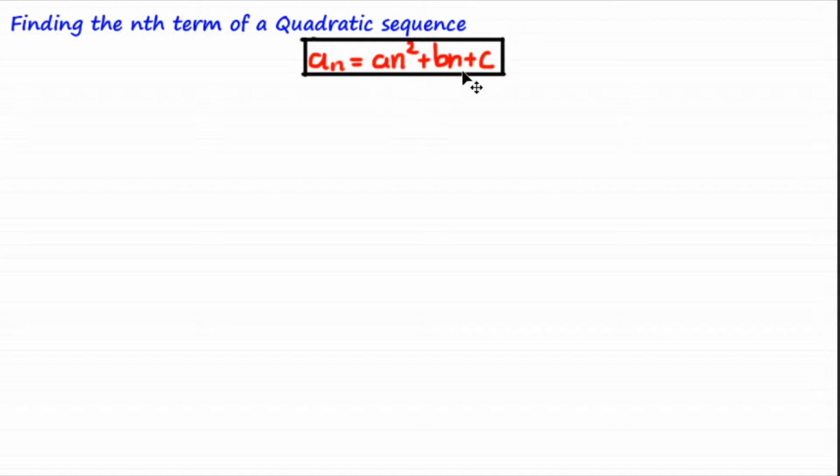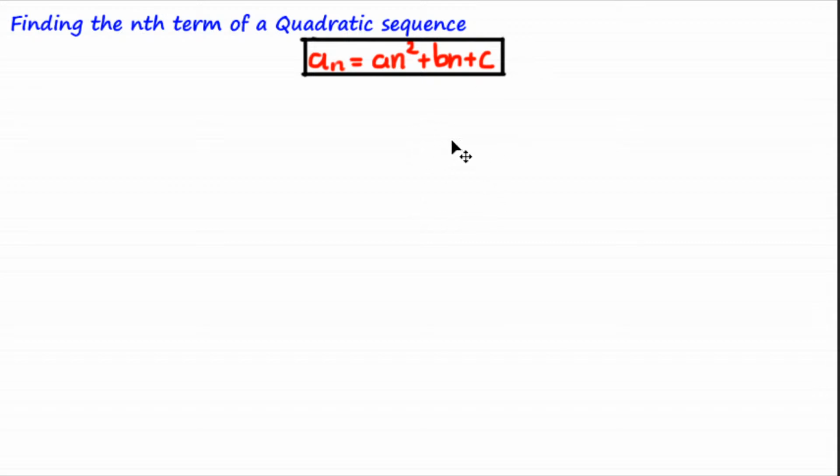And these terms are unique. A, B, and C are unique to different types of quadratic sequences. So in order to find the nth term, we need to find out these terms A, B, and C for a unique quadratic sequence. The method we're going to use is a system of simultaneous equations to find these constants. You can memorize it once I show you the simultaneous equations, or you can derive it. I'm going to quickly show you how to derive it here because it's important to understand things.